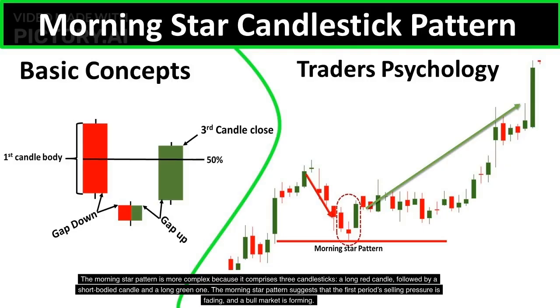The morning star pattern is more complex because it comprises three candlesticks: a long red candle, followed by a short-bodied candle and a long green one. The morning star pattern suggests that the first period's selling pressure is fading, and a bull market is forming.